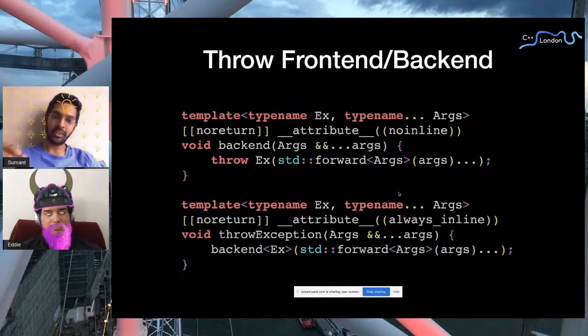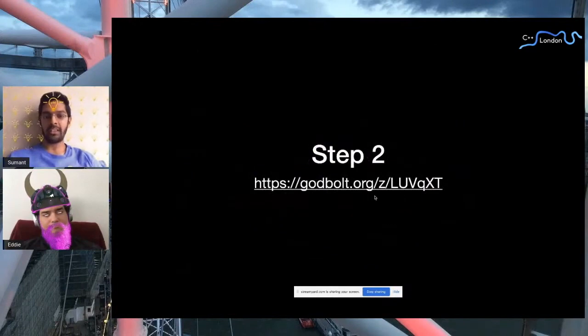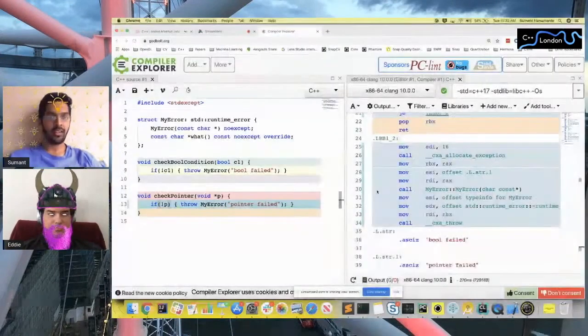Every function that is calling this backend should make an explicit call to this backend. So now we are reducing the duplication. If you remember from before, the duplication that we had, we are trying to address that issue here. And then the backend is just doing the same throw as usual. It's constructing the exception object and calling throw. So now let's look at what happens when we actually use this backend mechanism.